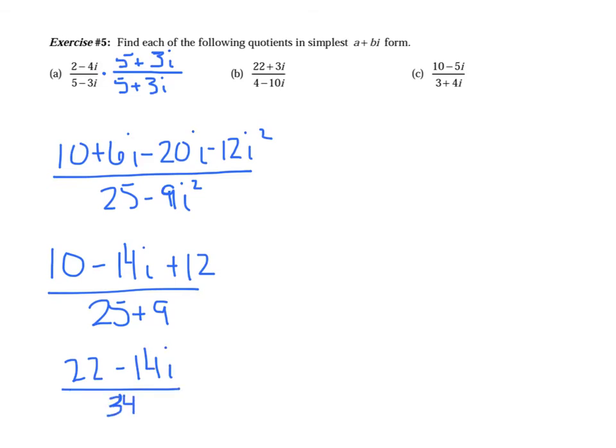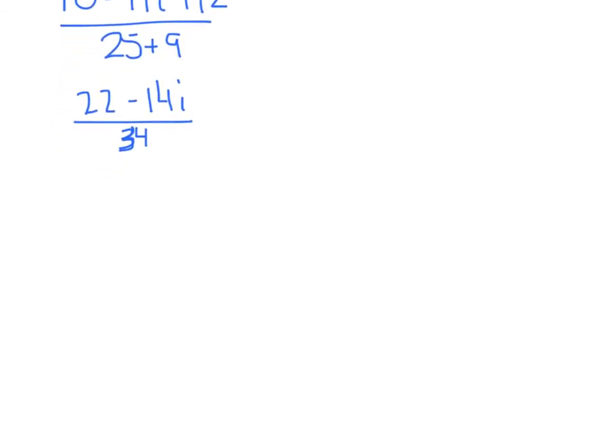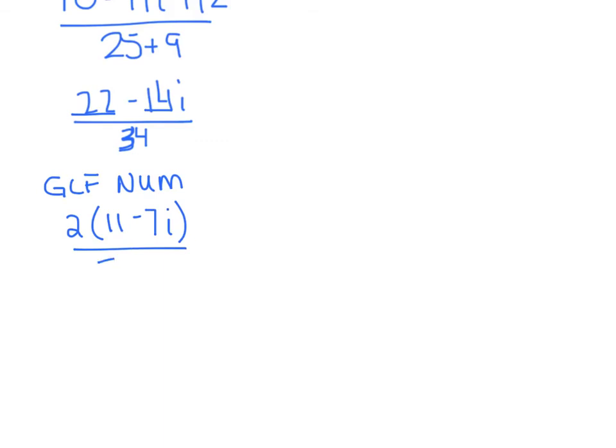Uh-oh, that's not my final answer. It looks like this one can be simplified. Step number one is we're going to pull out a GCF of the numerator. Don't worry about the denominator yet. Just pull out your GCF. That's going to be a 2. My 22 is going to turn into an 11. My 14 is going to turn into a 7, and that's still being divided by 34.